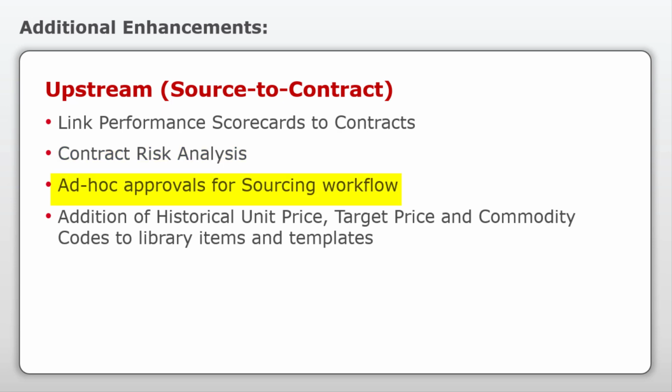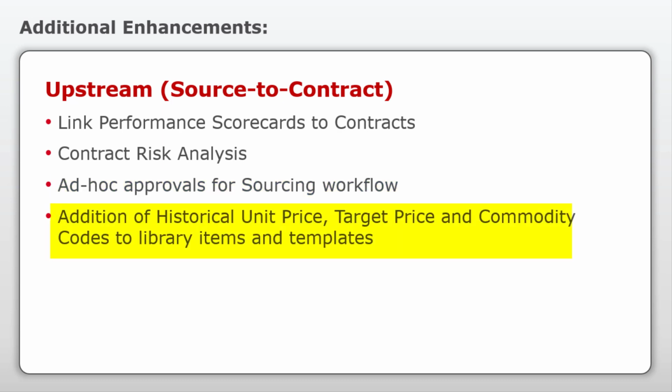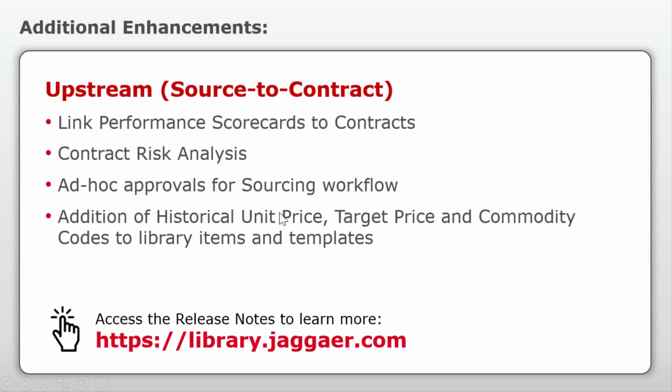Ad hoc approvals that we've recently added to other solutions will now be available with JAGGAER sourcing, along with the ability to add historical, unit price, target price, and commodity codes to library items and templates, making it much easier and faster to create new events using those capabilities. More on those improvements are available in the sourcing video and the documentation.